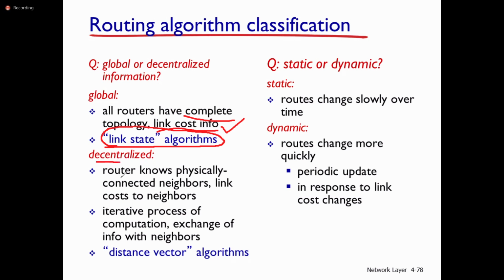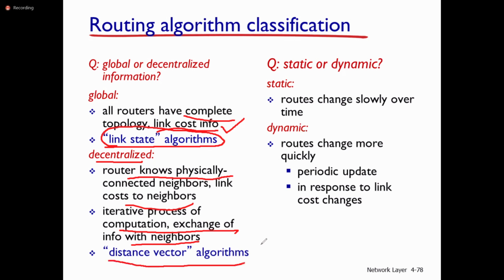Decentralized, the other one, is where the router knows its physically connected neighbors and the link cost to those neighbors. It is an iterative process of computation and exchange of information with neighbors. It is not possible to find the shortest path in a single iteration. We need to perform the same task many times so that we get the shortest path from source to destination. Here the examples are distance vector algorithms.